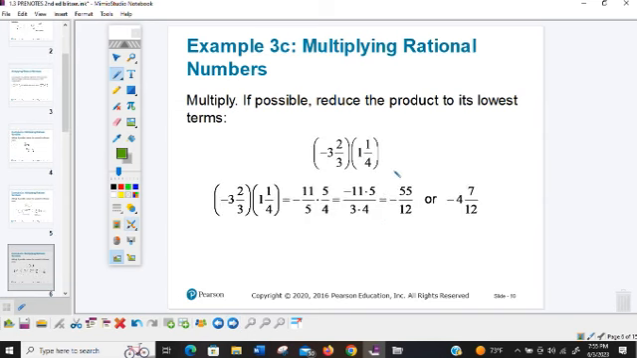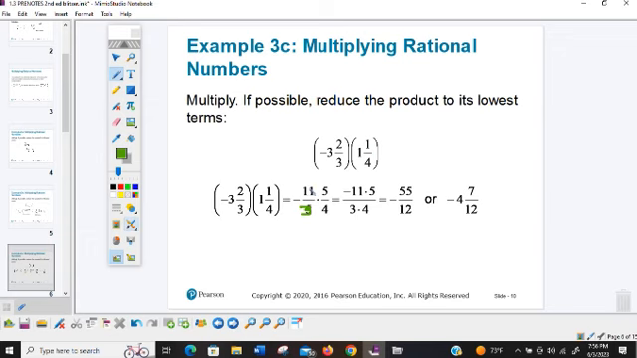On this one, we need to change it to improper fractions before we multiply. So we're going to have a negative. 3 times 3 is 9 plus 2 is 11. So this turns into negative 11. That should be thirds. They have a typo on their notes there, so let's change that to a 3. Here, 1 times 4 is 4 plus 1 is 5, so that changes to 5/4.